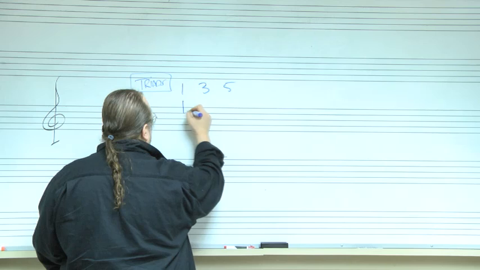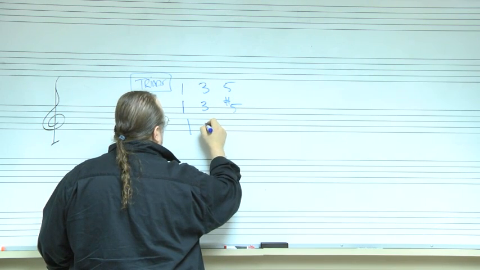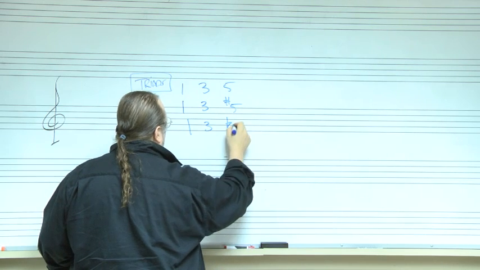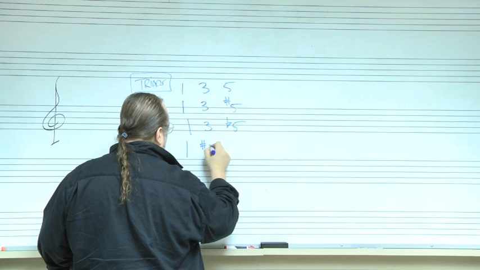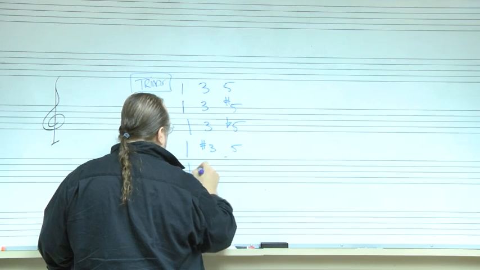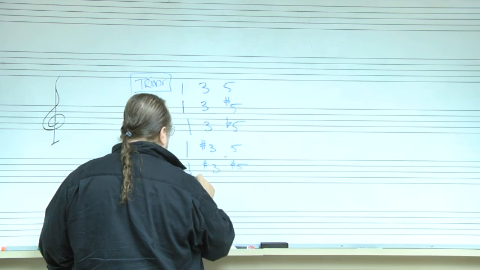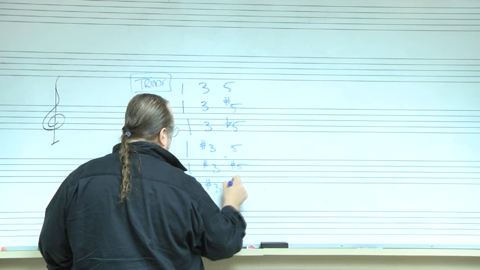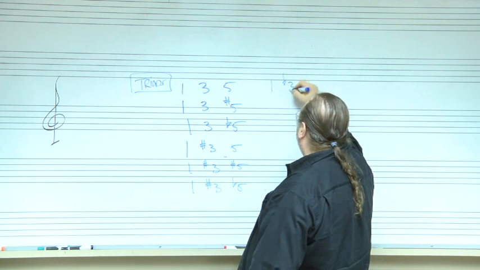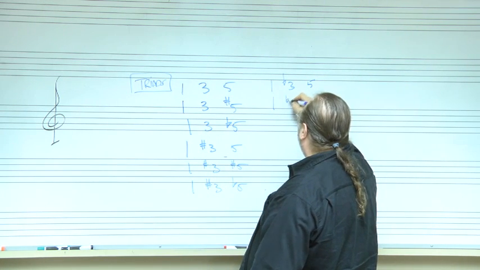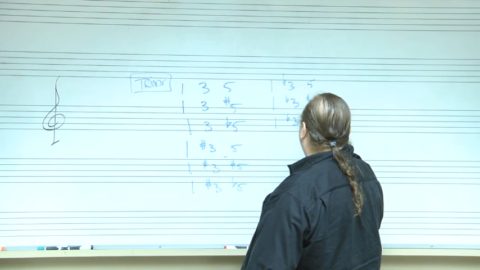So you can go 1, 3, sharp 5, or 1, 3, flat 5. Or we can go 1, sharp 3, 5, 1, sharp 3, sharp 5, 1, sharp 3, flat 5, or we can go 1, flat 3, 5, 1, flat 3, sharp 5, 1, flat 3, flat 5.